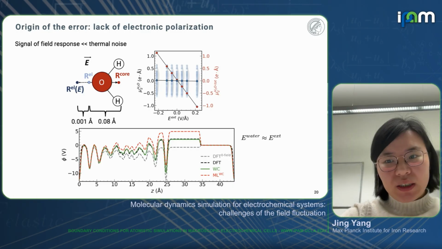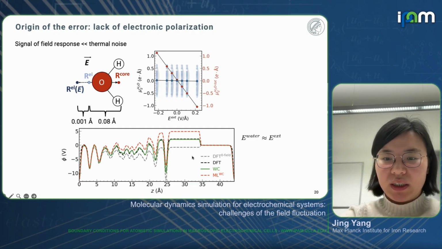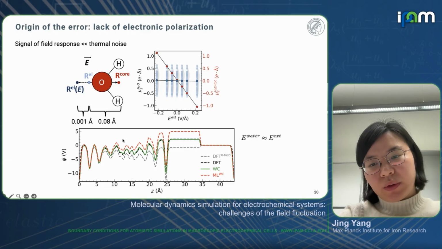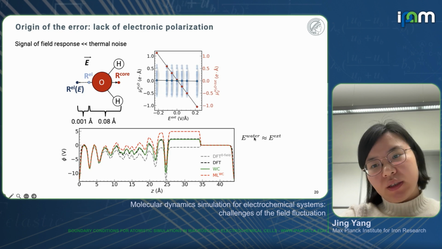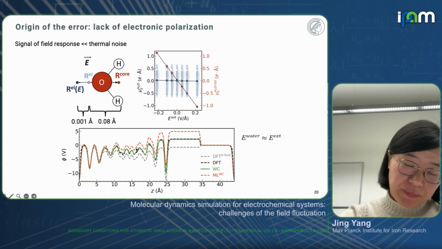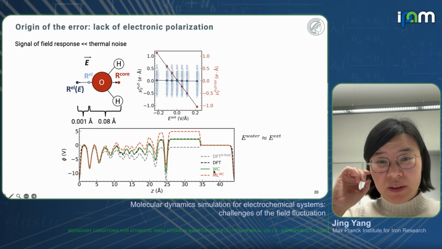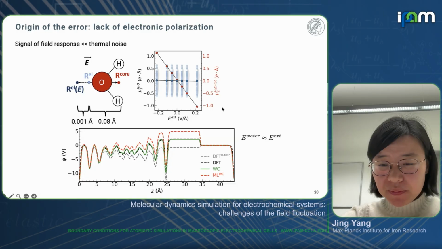And indeed, we can also understand better this result of the electrostatic potential we were getting from the machine learning model, which is that because we are lacking the electronic polarization, the field that we are getting in water is almost the same as the field that we're getting in vacuum. And this is twice the field that we're getting if we have the electronic polarization as we have in DFT.